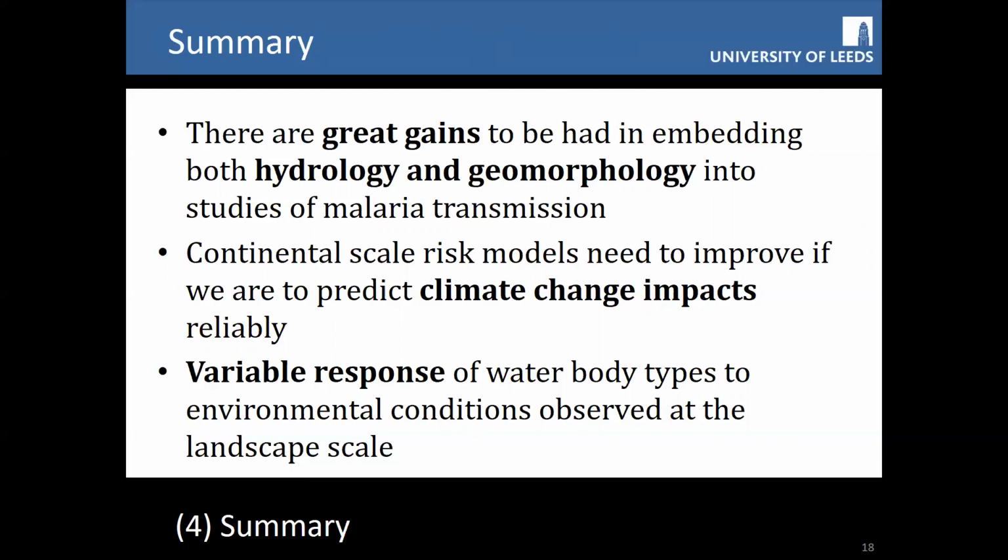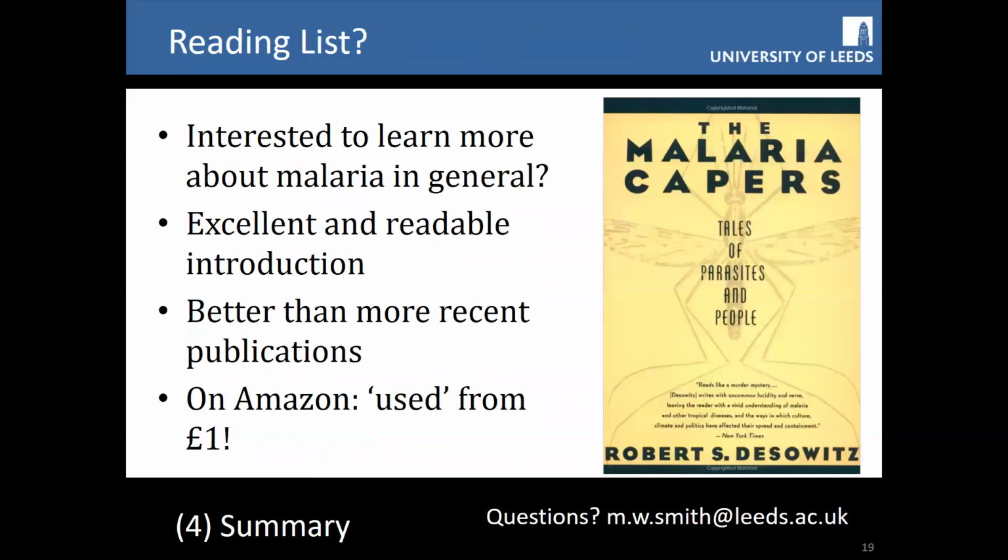Now, this is a taster lecture, so I don't want to go too far with this, but if you're really interested in this sort of stuff, there's a great book that's available, The Malaria Capers. It's an excellent readable introduction to this sort of thing, and it's better than more recent publications. And it's on Amazon, used from just £1. So it's within reach to maybe have a look at that if I've fed some interest in you there.